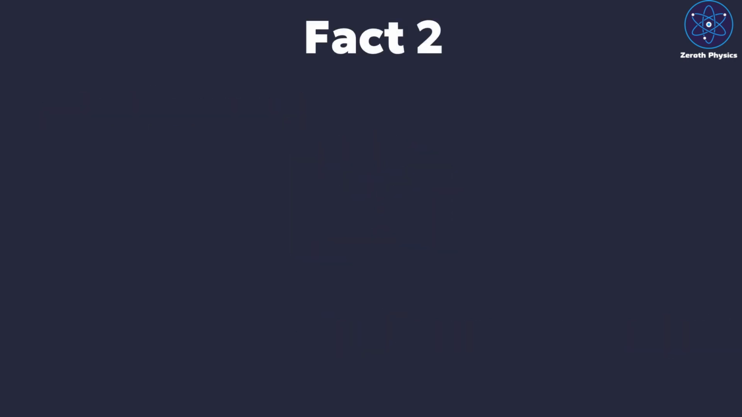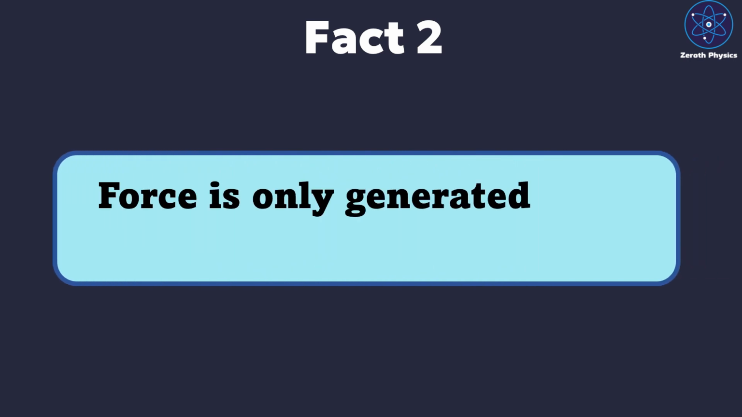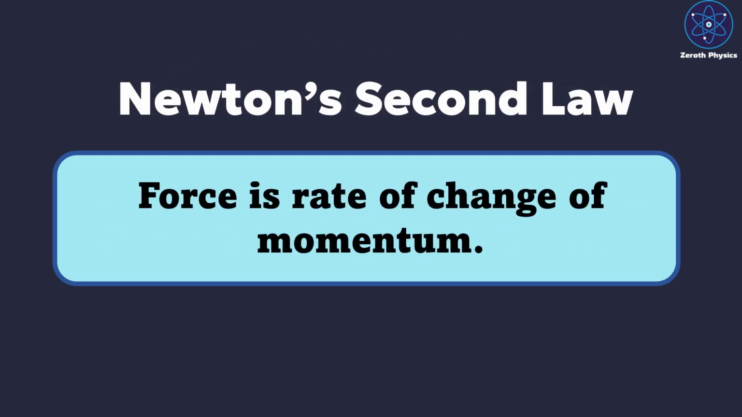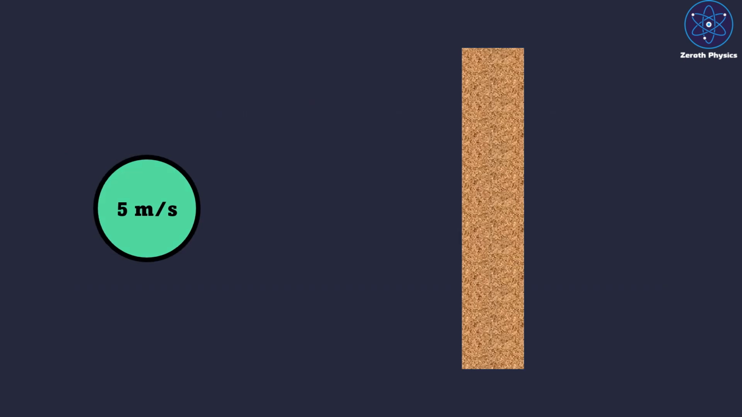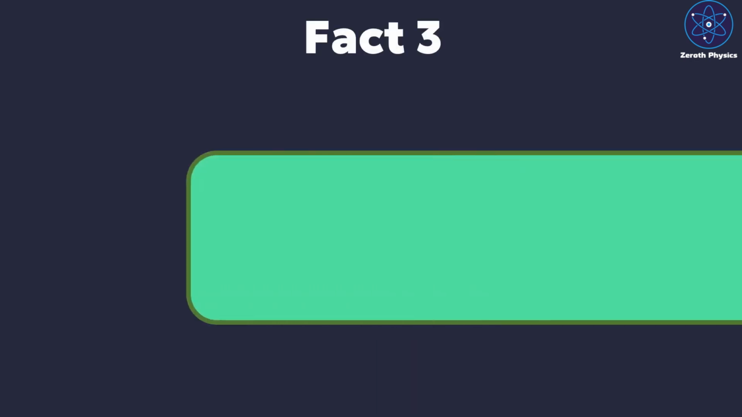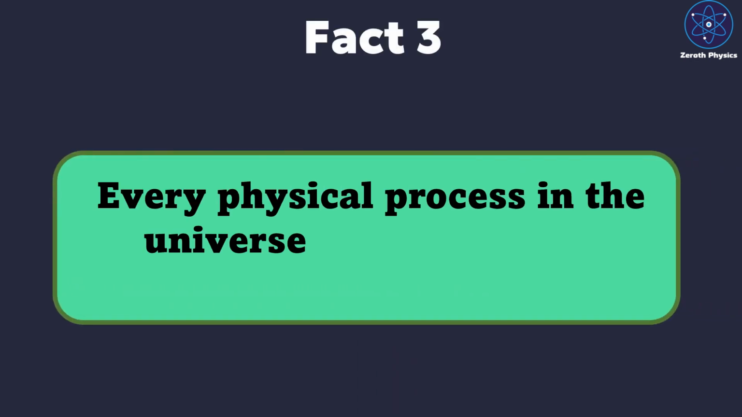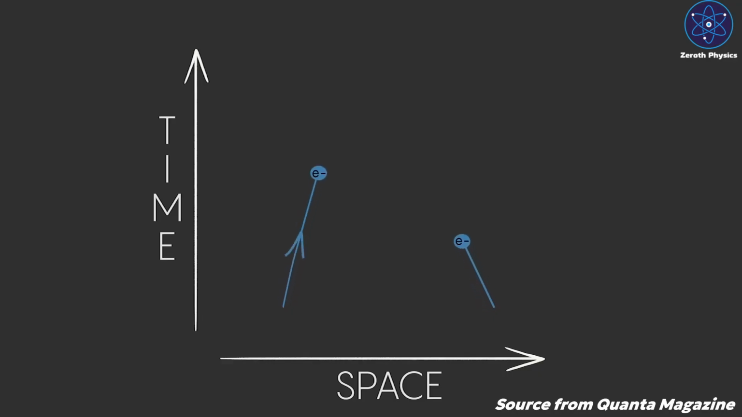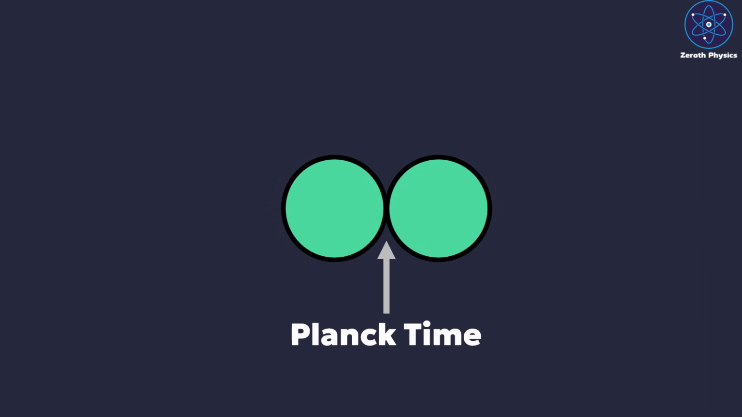The second fact we need to accept is that force is only generated when there is a change in velocity. This is based on Newton's second law, which states that force is the rate of change of momentum. Therefore, force will be generated only when an object's velocity changes. The third fact to accept is that every physical process in the universe takes a certain amount of time and is not instantaneous. There is always an interaction time involved in any physical process, and the minimum time for an interaction to occur is known as the Planck time.